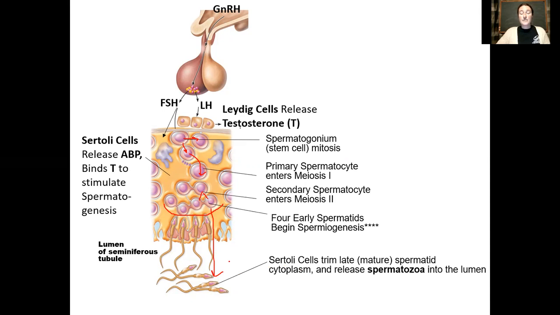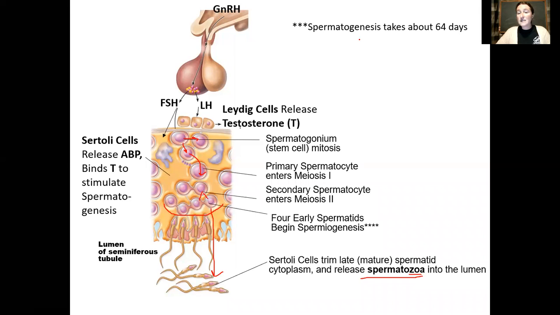Okay, the Sertoli cells ultimately trim these functional sperm, making them separate, making them kind of streamlined, and then they release these spermatozoa, right, animal-like sperm, into the lumen, where they are then washed away via peristalsis into the epididymis. This process takes, give or take, 2 months. So about 64 days is how long it takes to go from a single stem cell all the way down to functional, ready to go, ready to swim sperm.